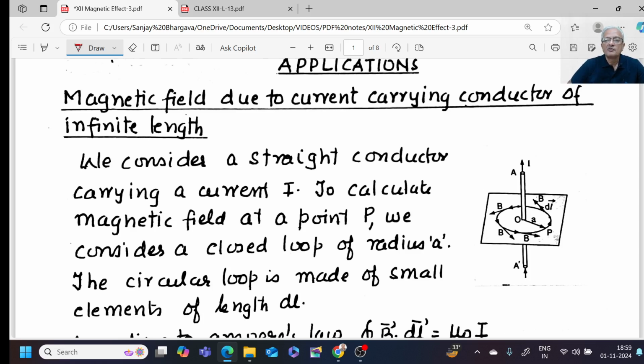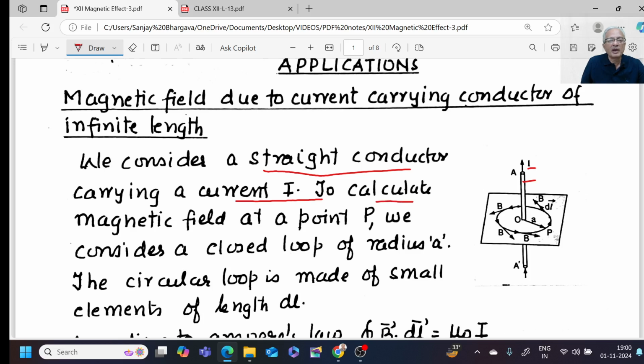So here we have a straight conductor carrying a current I. Whenever it carries a current I, then according to right hand rule, the magnetic field lines are concentric circles. The direction of the magnetic field at any point can be determined by drawing a tangent at that particular point. So we define our system as a straight conductor carrying a current I.